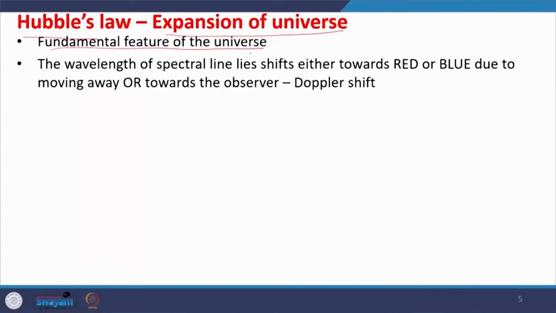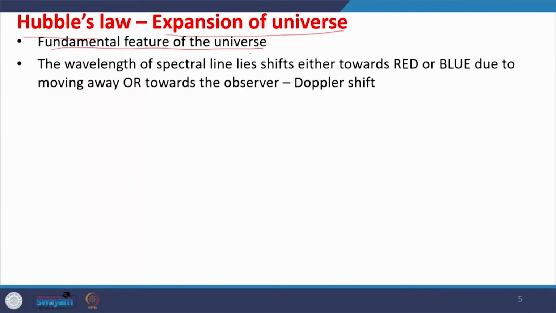Now, the third general property which is very important is Hubble's law. So, what is the essence of Hubble's law? You are very well aware. So, quickly let me present some salient features of Hubble's law, which supports the concept of expansion of the universe. All right. So, this is a fundamental feature of the universe, Hubble's law.